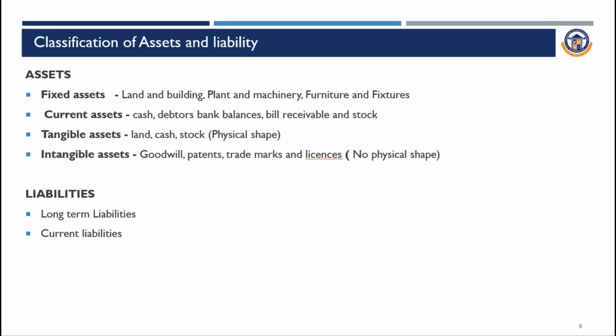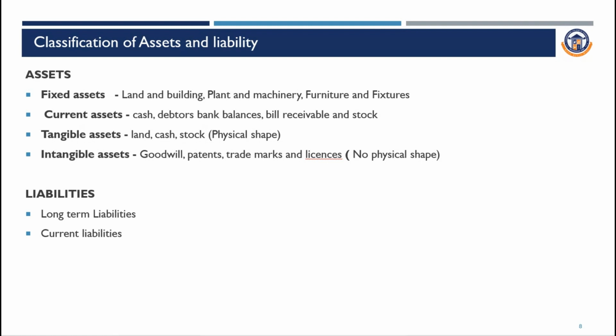Assets can be divided into several types. The first one is fixed assets, with examples like land, building, plant and machinery, furniture, etc. Fixed assets are permanently used by the organization. Next is current assets, the assets of the business in the form of cash, debtors, bank balances, bills receivable, and stocks.